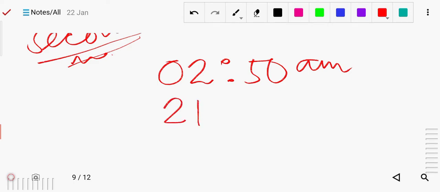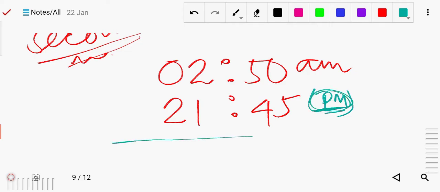And the next one was given 21:45. This is your pm. If it is in the 12 hour clock, it will be pm. Okay, so here no need to change this pm. So now I have to subtract here. In the starting I told that whenever you subtract am to pm, they should have the same unit, either pm or am. But here it is pm and am, and now you can see we have to subtract in the am.